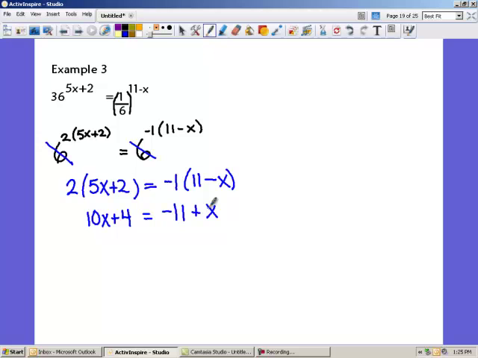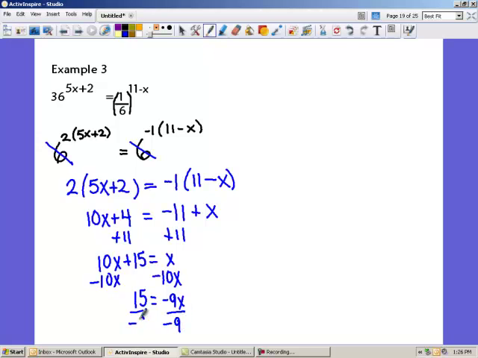Now we just do simple math. So we can add the 11, and we can subtract the 10, and then divide by -9. So when we do this, we have 15 divided by -9, which can actually reduce, because 3 can go into both, to -5/3.